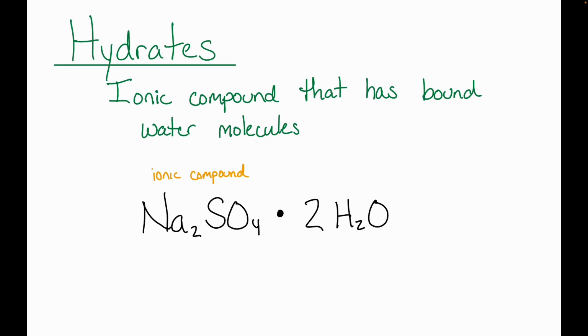All this little dot means is it's a hydrate. It is a symbolism that's unique to hydrates. You will only see it in formulas for hydrates, and it's just telling you that your compound is a hydrate. All right, and then we have a set number of water molecules. In this case, 2.